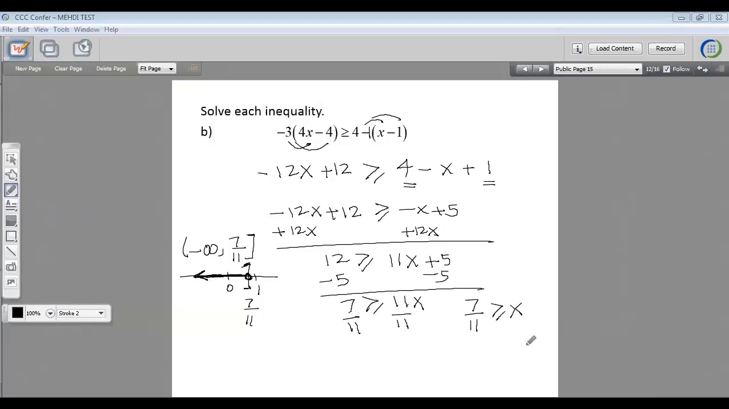Okay, so the question is, what if I have my solution as x is less than or equal to 7/11, which is the same thing exactly. Still saying that x is less than 7/11, so both would be okay.